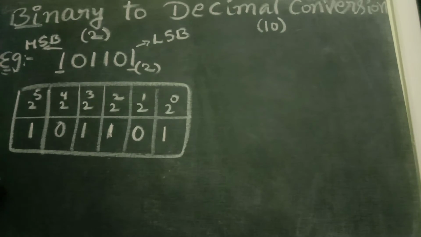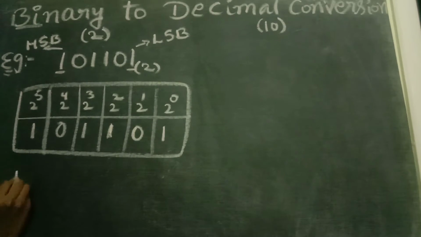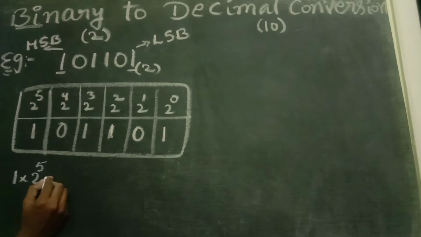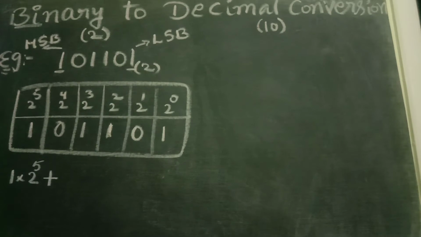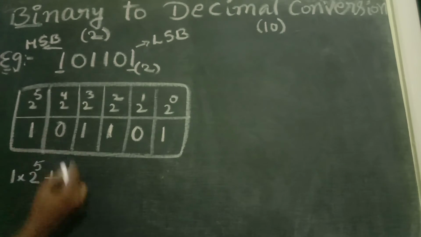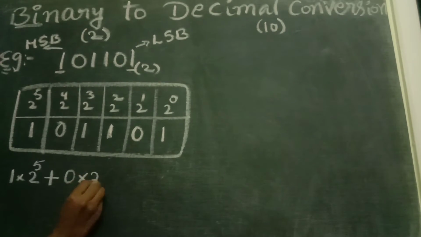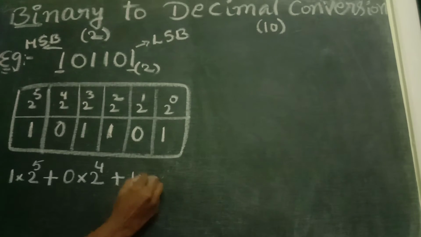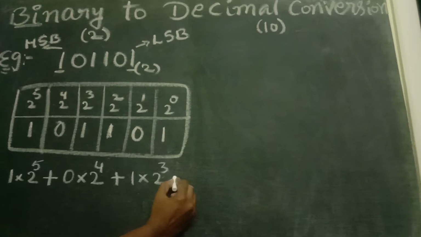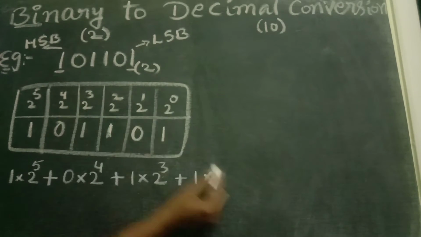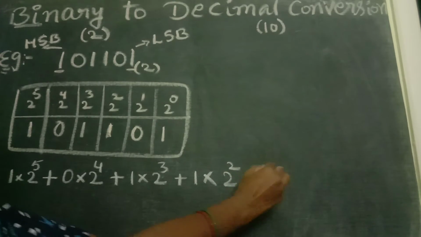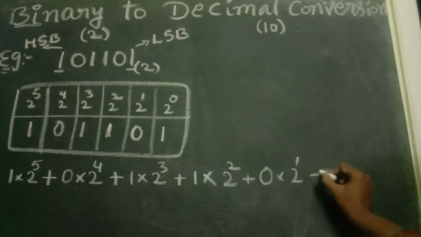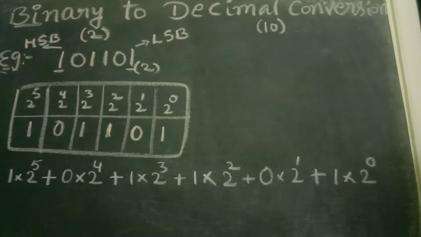Next, 1 into 2 power 5 plus 0 into 2 power 4 plus 1 into 2 cube plus 1 into 2 square plus 0 into 2 power 1 plus 1 into 2 power 0.